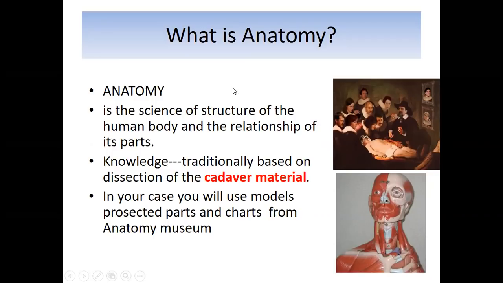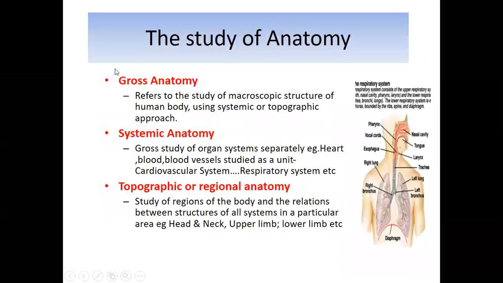Traditionally, how we learn anatomy, we learn by using a cadaver, a real human body, cadaver material, based on dissection. In your case, you will use a model, a prosected part, and charts from the anatomy museum. Okay, so there are several studies of anatomy that you have to know. The first one is gross anatomy.